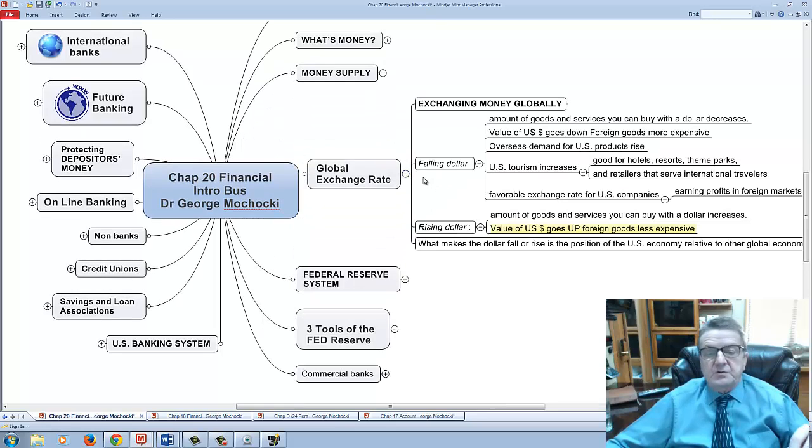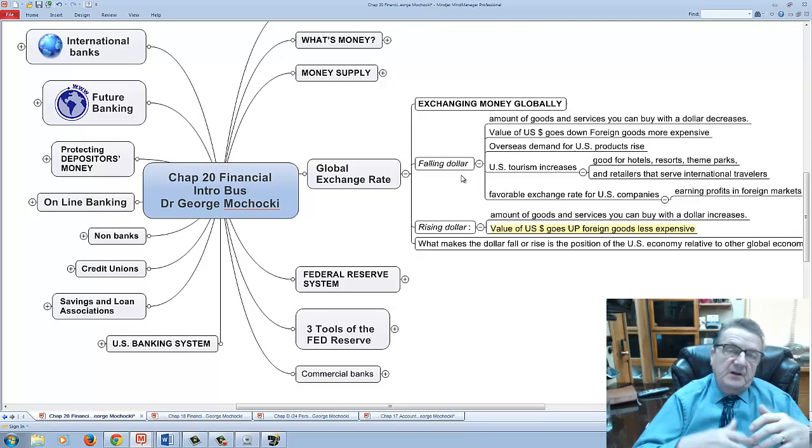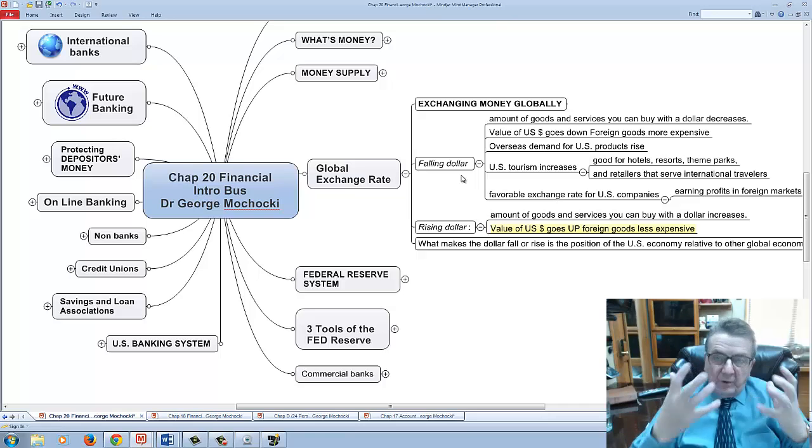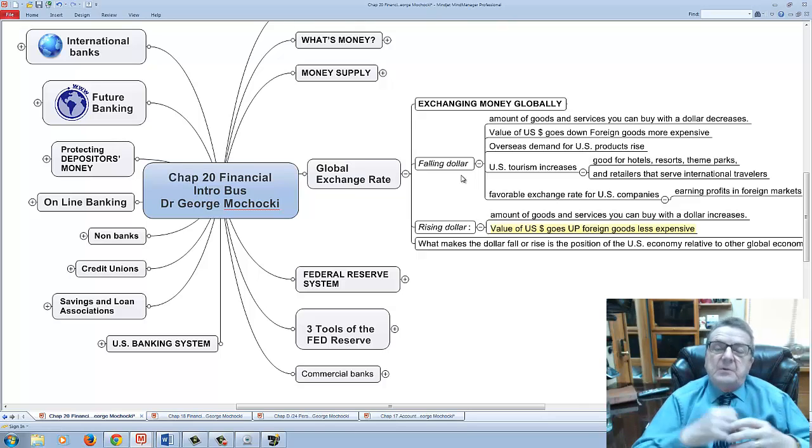What's the global exchange rate? Consider the falling dollar. Remember, when the dollar falls, what does that mean? That means our dollar is weak. So if it's weak, our goods are less expensive for people buying them, so more people buy our goods. If we're exporting, our goods become cheaper because our dollar is weaker.